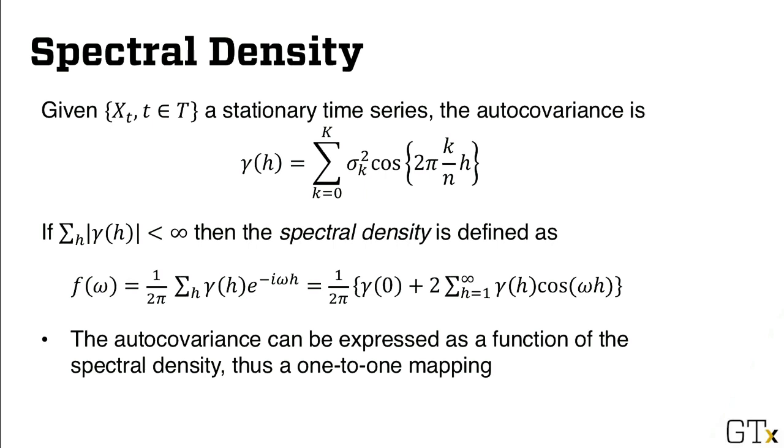The autocovariance of the sum of two uncorrelated time series is the sum of their autocovariances. Thus, the autocovariance of a sum of random sinusoids is a sum of sinusoids with the corresponding frequencies as provided on the slide, where sigma_k squared is the variance of the A_k and B_k spectral coefficients. If the sum of autocovariances across all lags is finite, we can define the spectral density as provided on the slide. Thus, the autocovariance can be expressed as a function of the spectral density, a one-to-one mapping between the autocovariance and spectral density functions.